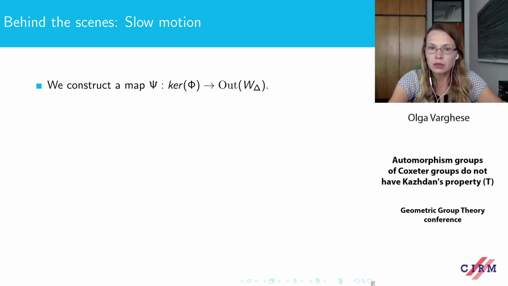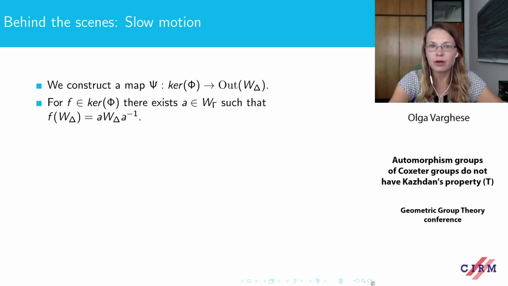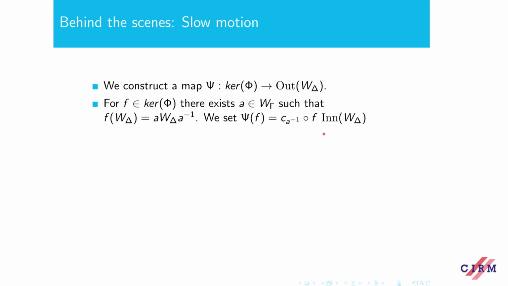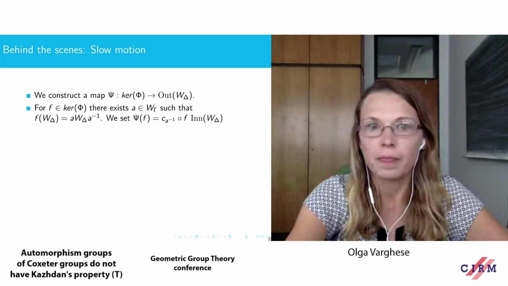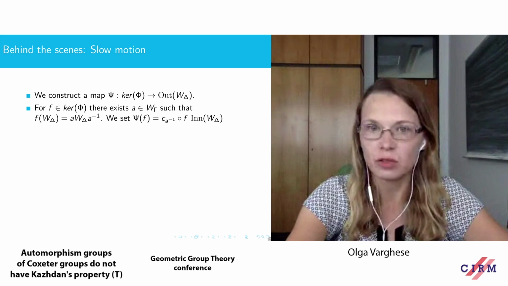Okay, so let us discuss the main step in the proof more precisely. So we already know that for F in the kernel of psi, there exists an A in W gamma such that the image of W delta under F is a conjugate of W delta by A. And then we set the image of F under psi equal to C A inverse composed with F, and we take the conjugacy class, where C A inverse is again conjugation by A inverse. And this map is a well-defined homomorphism. One has to check it.